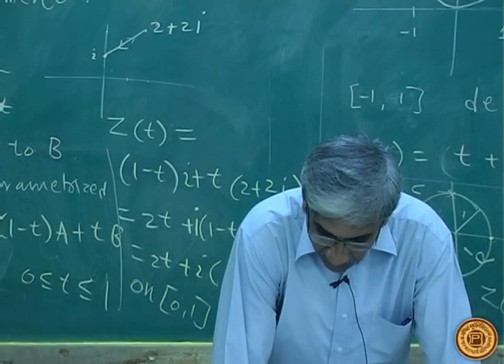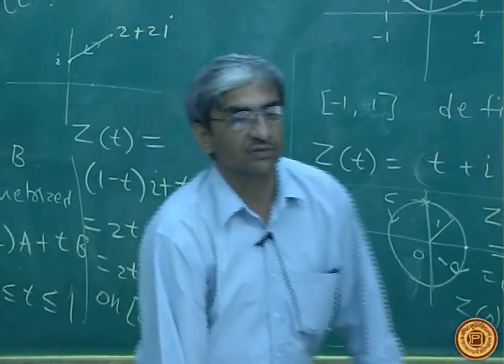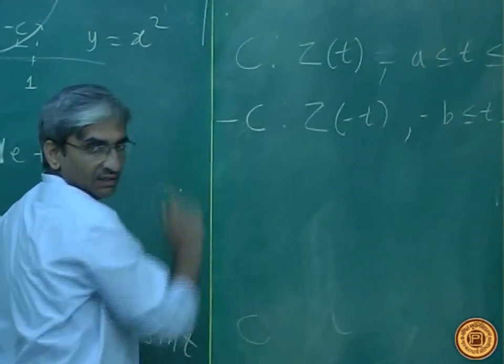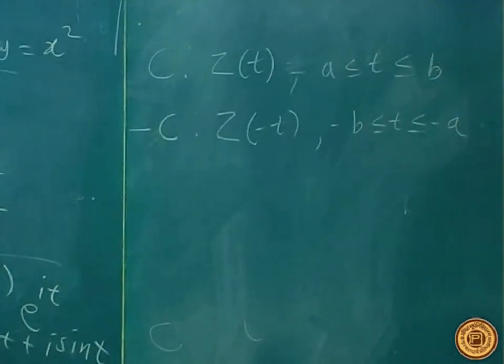So we define the negative of a contour. For a contour C, we define minus C. Now similarly, we want to define the addition of two contours.